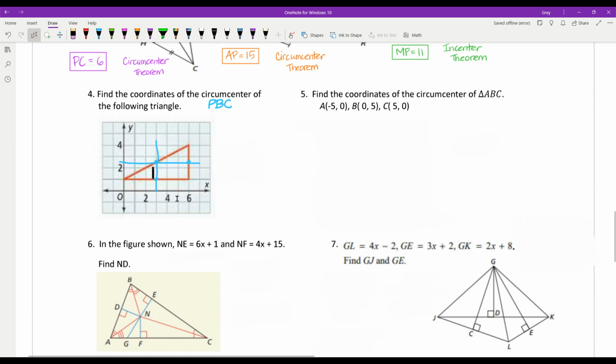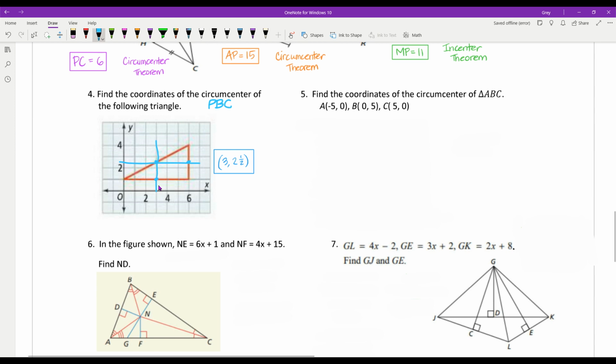And again, you can go ahead and draw 3 of them, but we know that all 3 of them are going to intersect in the same place, so you actually only have to draw 2 of them. But if you want to be absolutely sure, go ahead and draw 3. So the coordinate of my circumcenter is 3, 2.5.